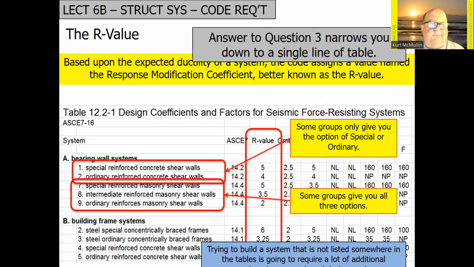Trying to build a system that is not in this table is extremely challenging engineering-wise to get approval of what's to be built. There are methods in the code to go around that system, but it's usually a very expensive process, requires a lot of engineering, probably requires actual testing to verify that the system will work.